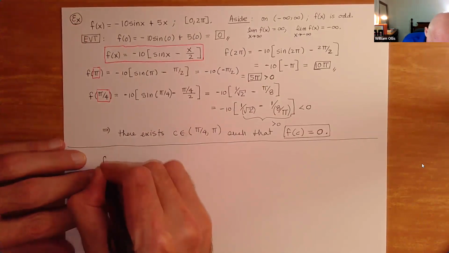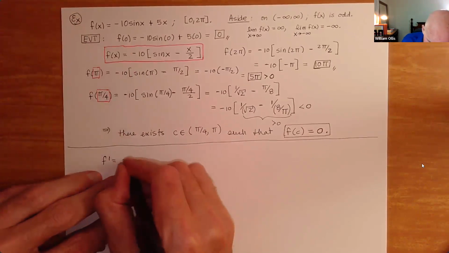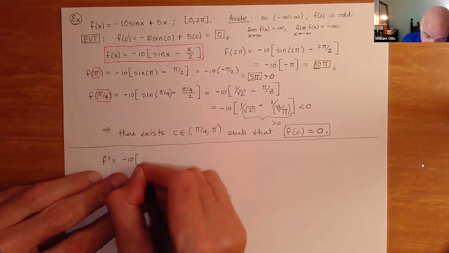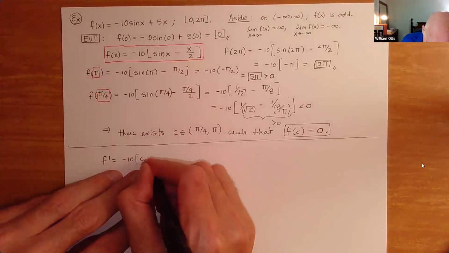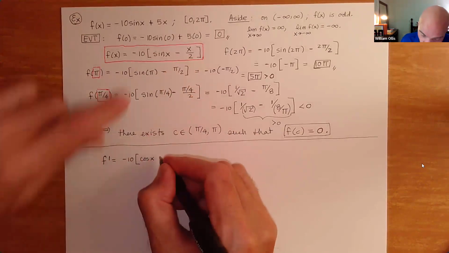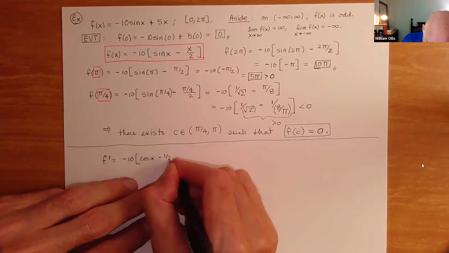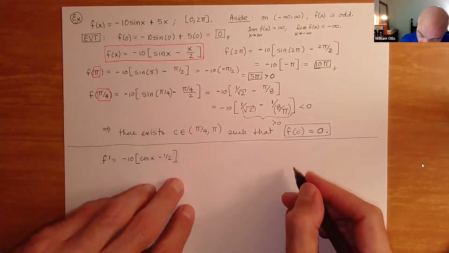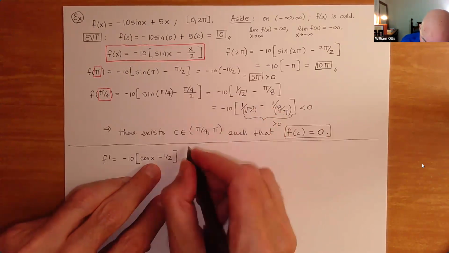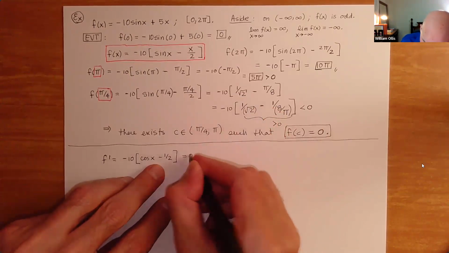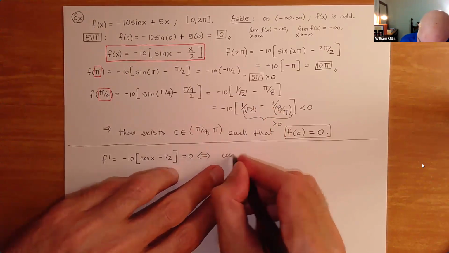So f prime, again, we have the -10 factored, so that still stays to the outside, and we can easily differentiate inside. So the derivative of sine is cosine, and the derivative of the x over 2, that just gives us a -1/2. So the factorization made that real simple. And of course, it made this analysis very simple. So now, of course, we can say this equals 0 if and only if cosine of x equals 1/2.